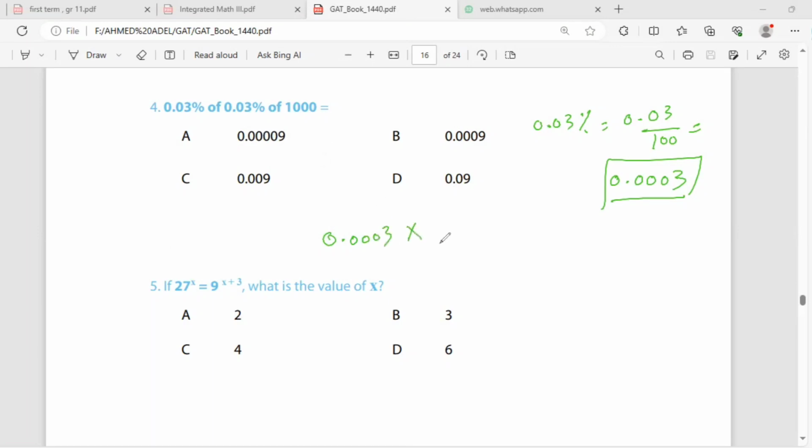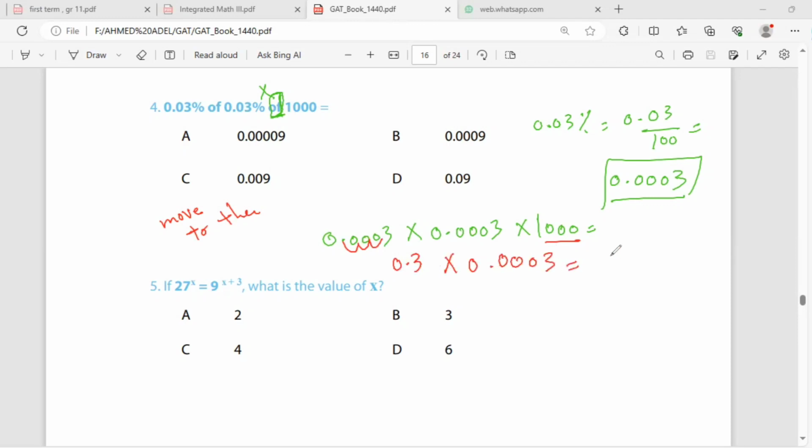So here it's going to be 0.0003 multiplied by 1000. Okay, you can consider the word 'of' as meaning multiplication. The operation here is multiplication. When you multiply a decimal by a multiple of 10, you have to move the decimal to the right. How many digits here? It's going to be 3. So 1, 2, 3. It's going to be 0.3.